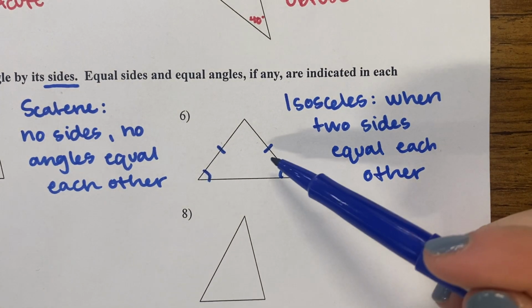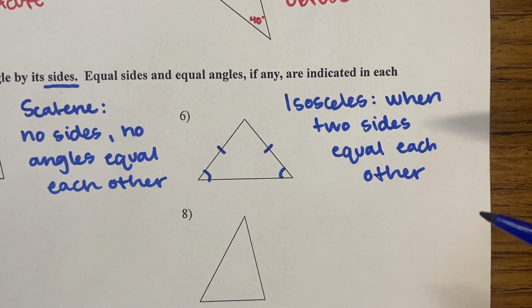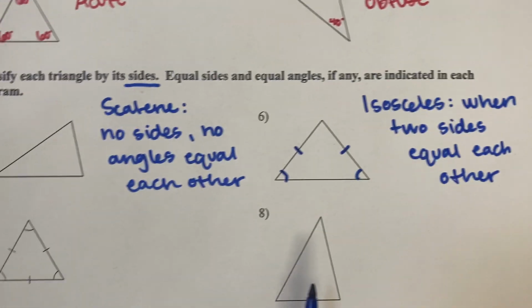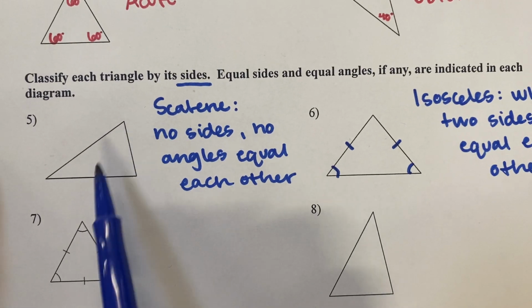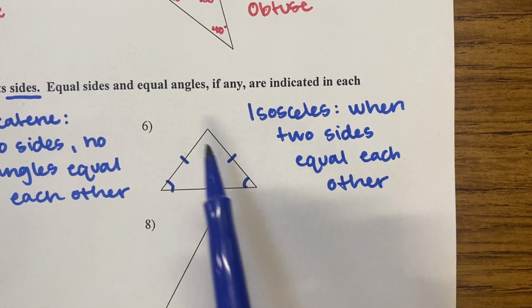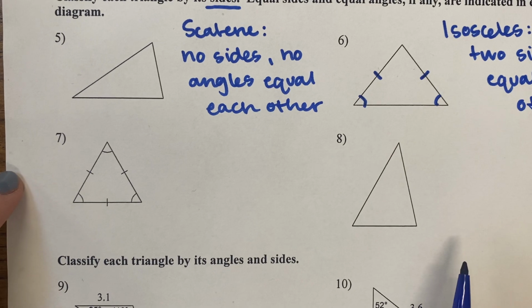Or in other words, are congruent to each other. Congruent, equal, same thing. Okay, awesome. So we talked about scalene, where no sides and no angles are equal. And we talked about isosceles, when 2 of the 3 sides are equal. Now let's look at number 7.